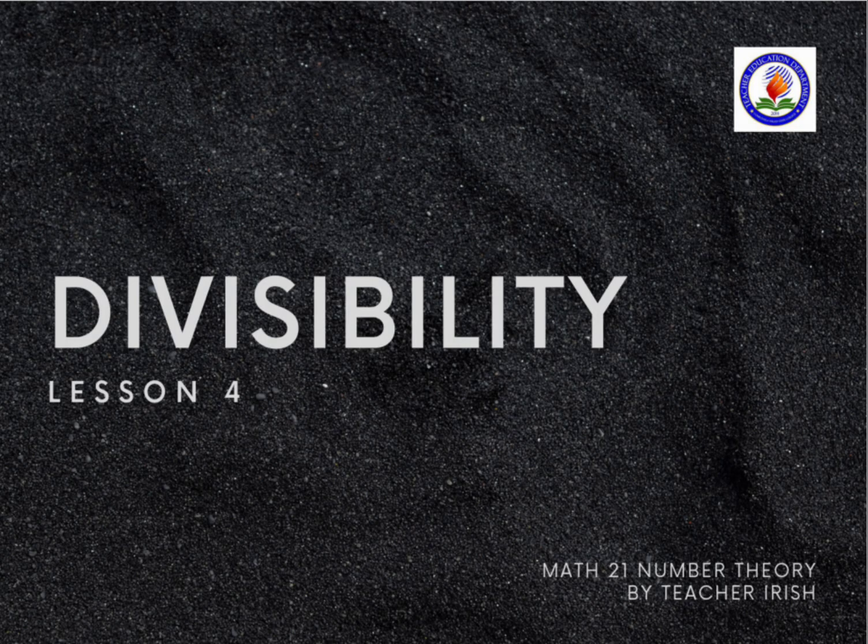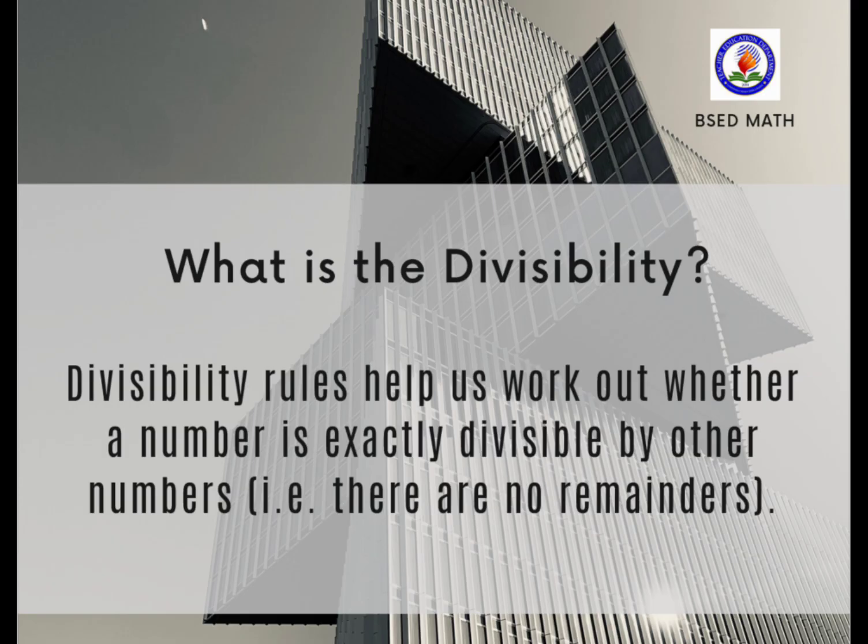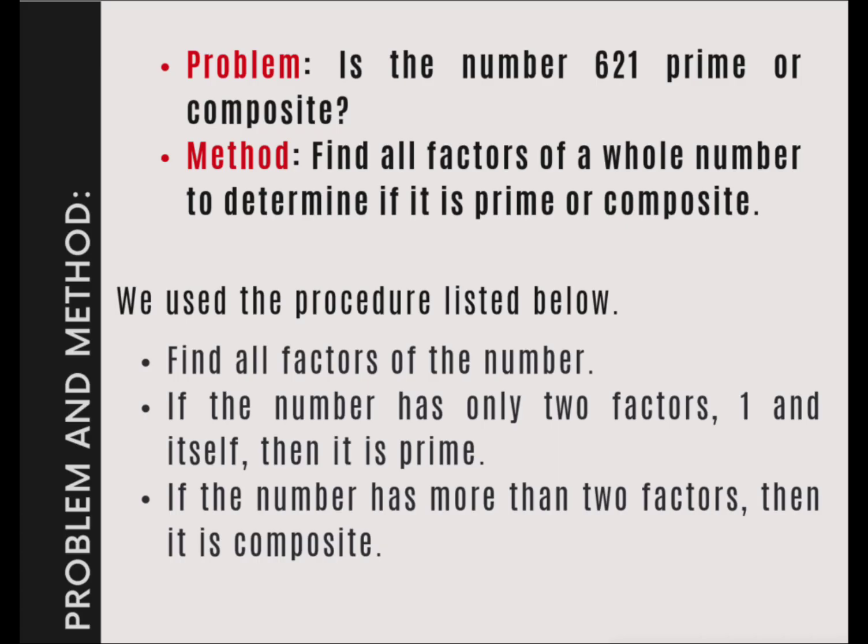Okay, so let us proceed with lesson 4 of the preliminaries, divisibility. So what is divisibility? From the word itself, divisibility rules help us work out whether a number is exactly divisible by another number, for example, if there are no remainders. So we have here a problem that we need to answer.